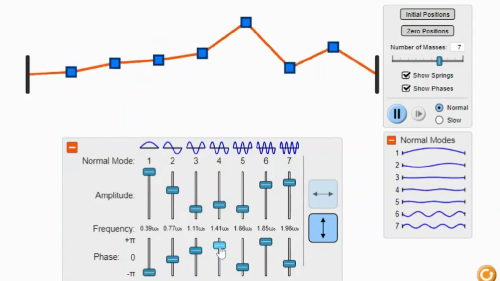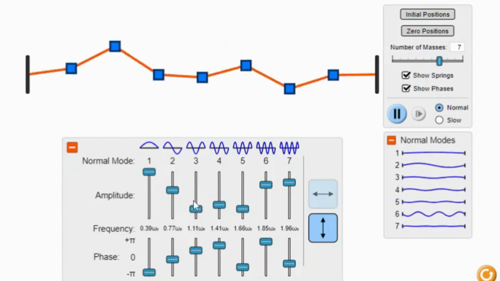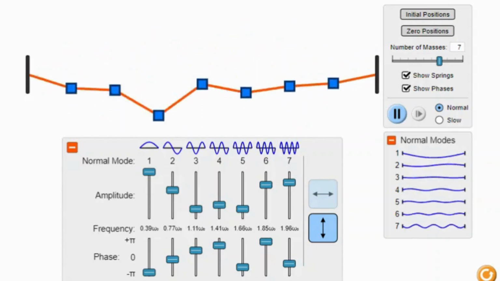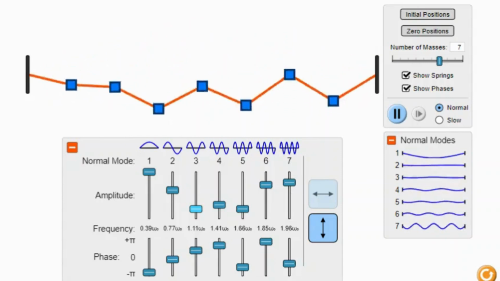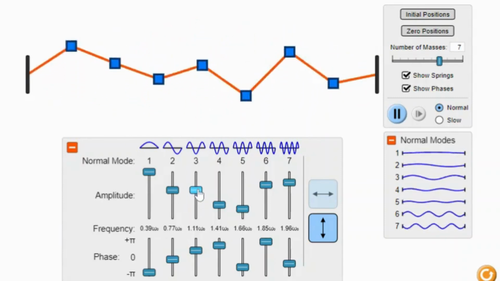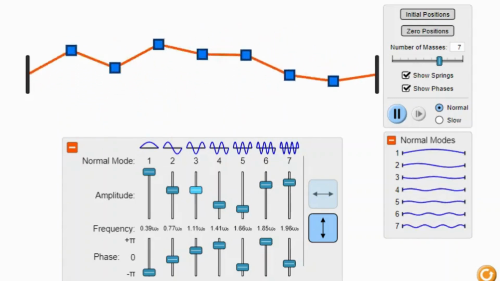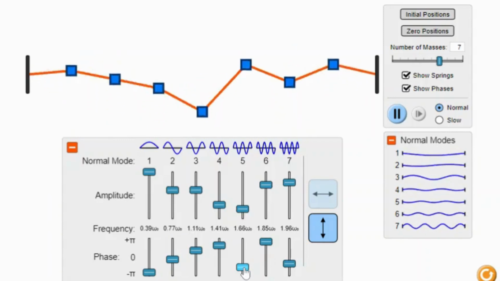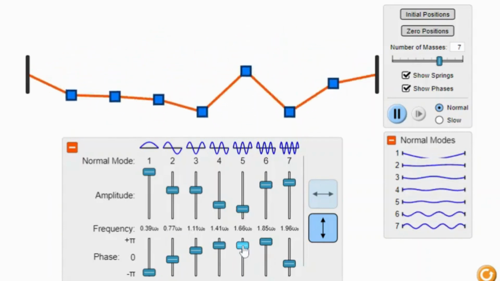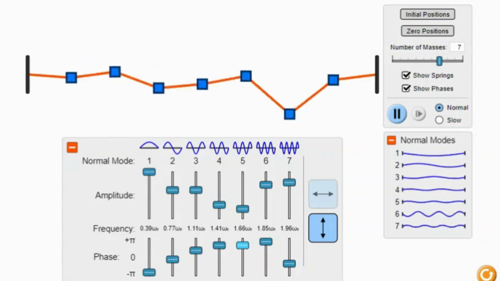Normal modes are often numbered in ascending order of their frequencies. The fundamental mode, or the first normal mode, has the lowest frequency. Higher numbered modes have higher frequencies because they correspond to more complex patterns of oscillation. As the mode number increases, the pattern of oscillation becomes more complex.